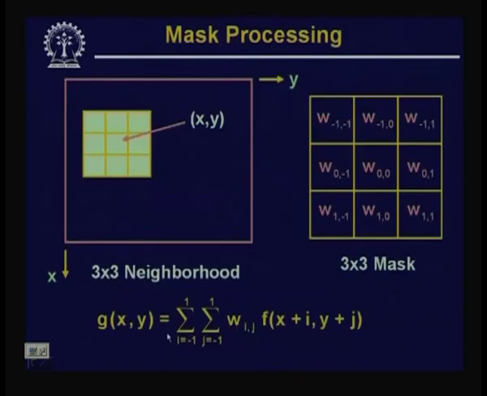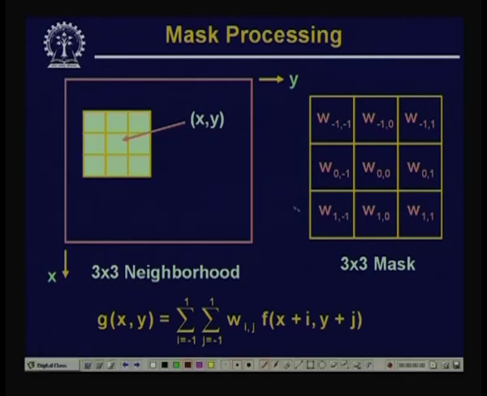By mask processing, what we mean is, if I consider a neighborhood of size 3 by 3, I also consider a mask of size 3 by 3. You find that here on the right hand side we have shown a mask. This is a given mask of size 3 by 3, and the different elements in the mask, that is w minus 1 minus 1, w minus 1 0, w minus 1 1, w 0 minus 1 and so on up to w 1 1, represent the coefficients of this mask.